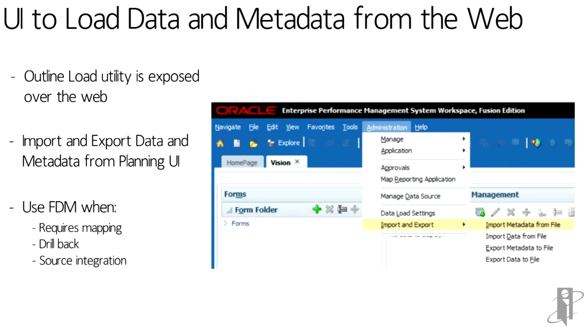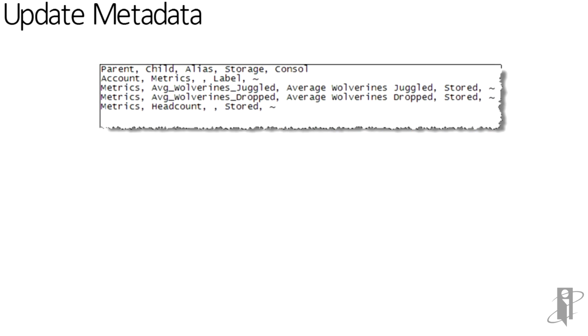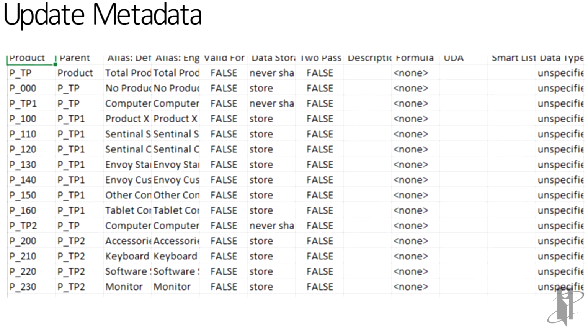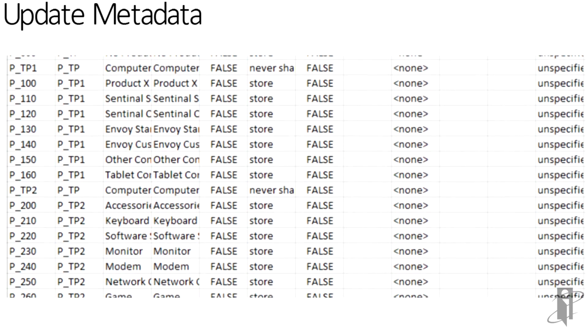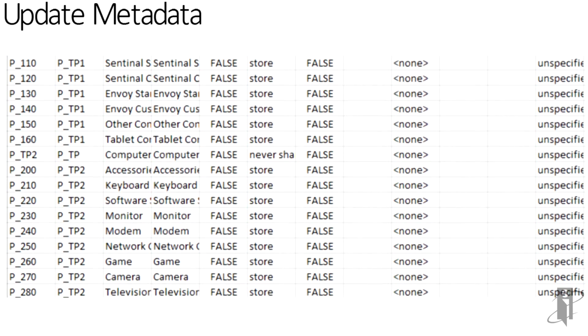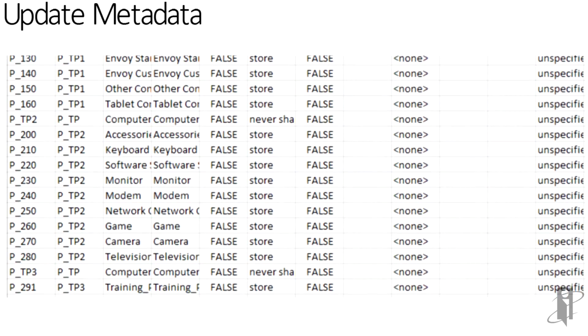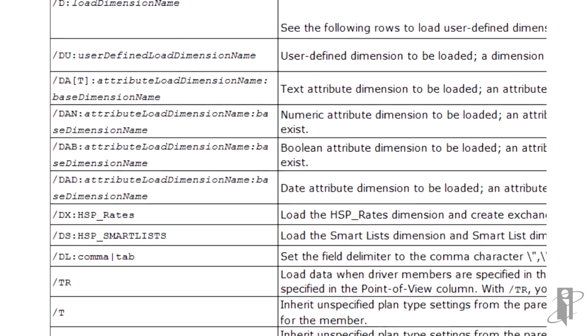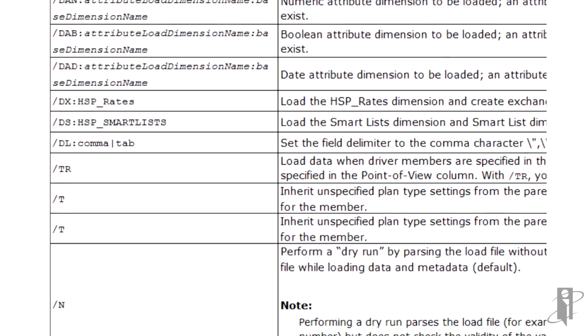The syntax for running the Outline Load utility in command line mode is pretty straightforward, and you're going to pass in a number of different parameters. If you were pulling in data from a text file or relational database, the data file is going to be in parent-child format, and then it's going to list out all of the different properties that you're going to actually be importing into the file. Now, there's a number of different parameters that you can specify in the command line.